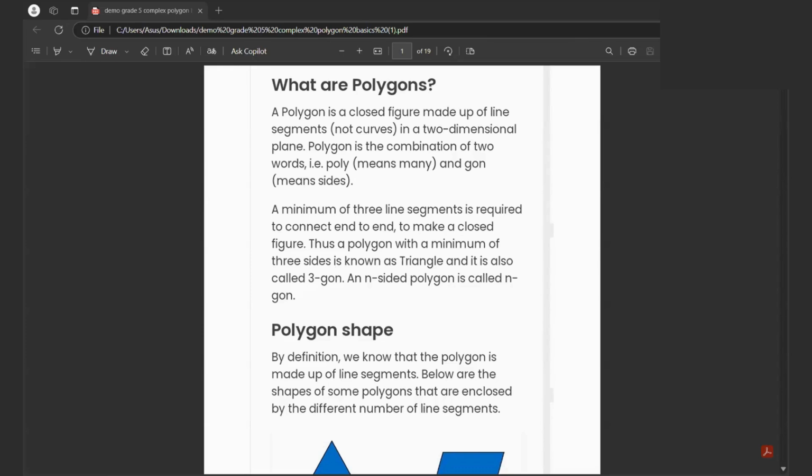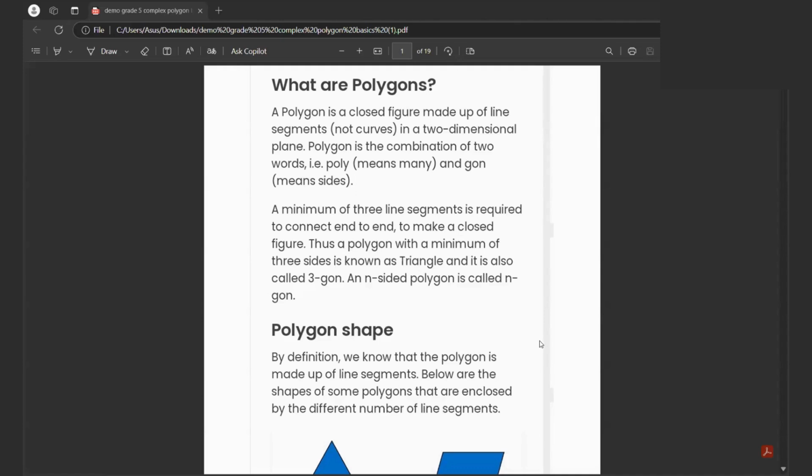Do you know what a three-dimensional figure is? A three-dimensional figure is something that has depth. Yeah, something that has depth. So a polygon does not have depth. Polygon is basically a combination of two words, poly and gon, meaning many sides. A figure having many sides will be considered a polygon.